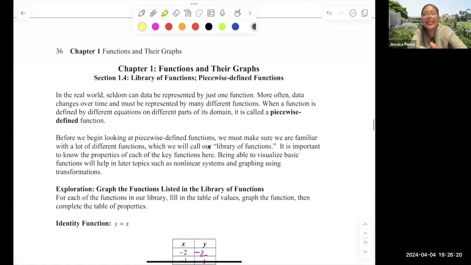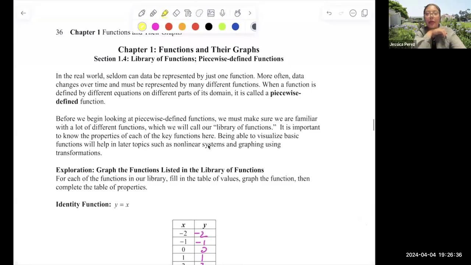So 1.4 is kind of nice. 1.4 is actually the library of functions. So we're going to go over a few functions in this section, and then we're going to be talking about what a piecewise defined function is.